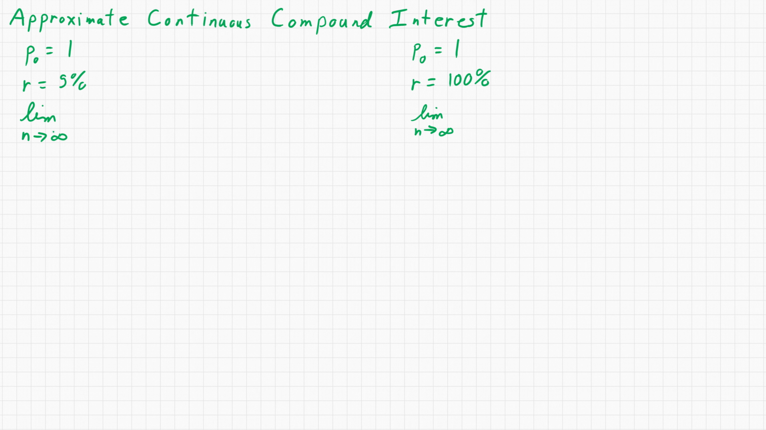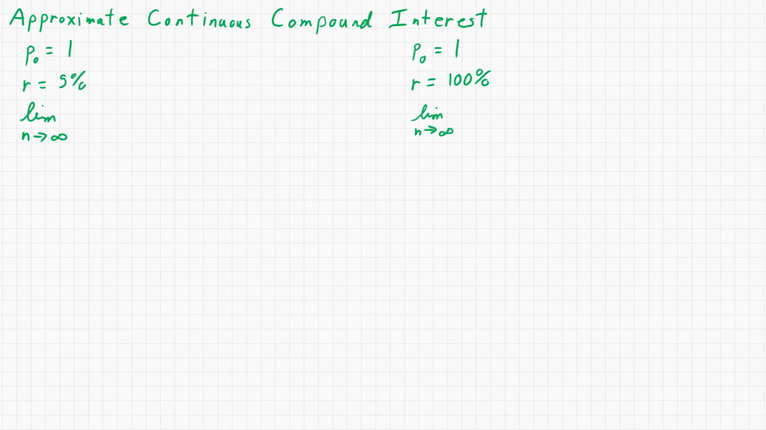And basically what that means is n goes to infinity. The number of compoundings per year goes to infinity. And so only mathematicians would think of this, so a continuous compound interest. All right, and we're going to try and approximate the continuous compound interest.